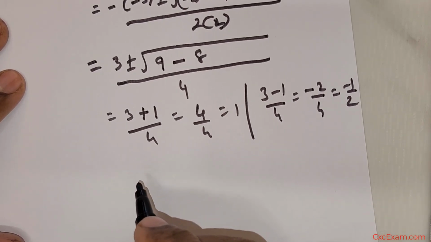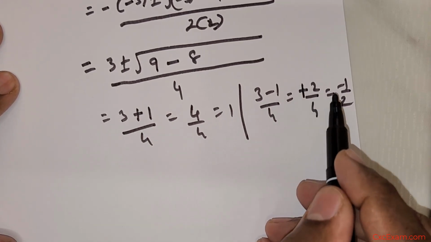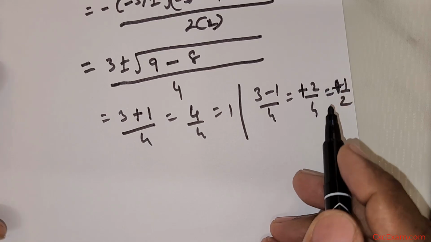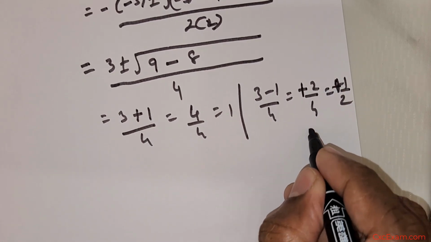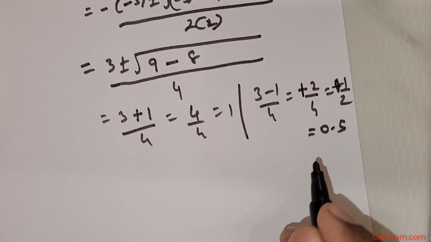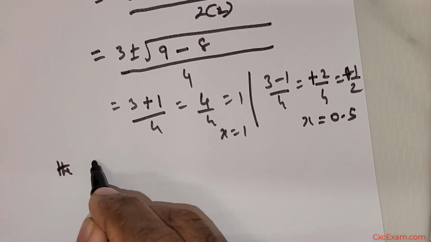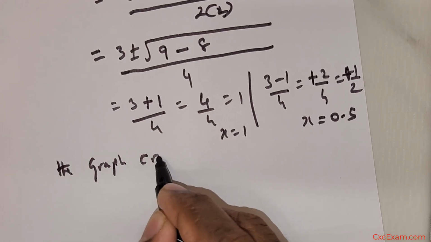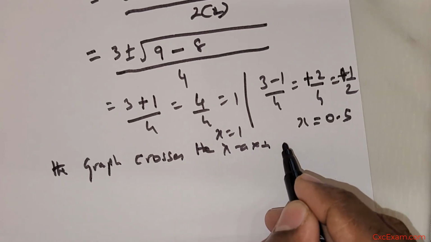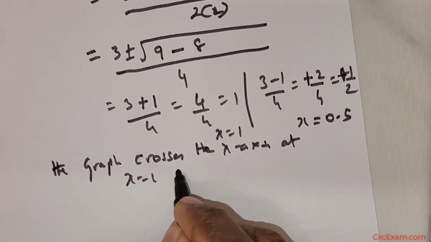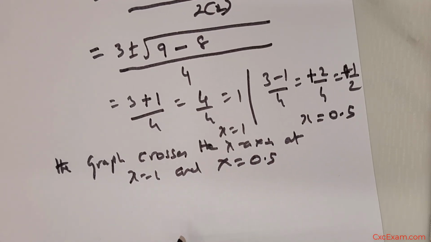So we have 2 points. So this is actually positive. Okay, this is positive, not negative. So this is going to be 0.5 and this is going to be 1. So the graph crosses the x-axis at x is equal to 1 and x is equal to 0.5. So these are 2 points.